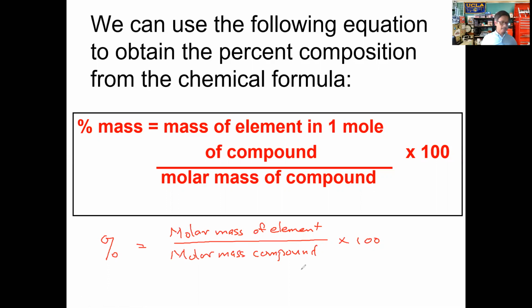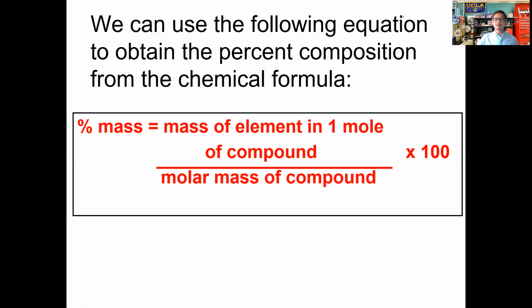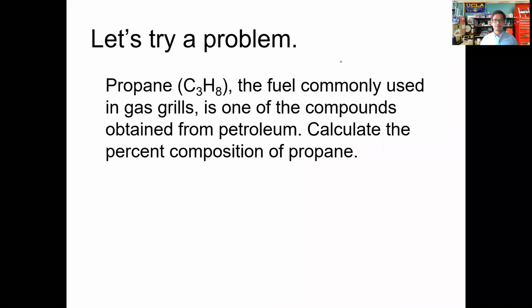All right, let's take a look at an example of a problem where you would have to do that. We have here propane. I give you the formula for propane, which has 3 carbons and 8 hydrogens in it. The first thing we need to do is figure out the molar mass of propane, which is 3 carbons and 8 hydrogens.